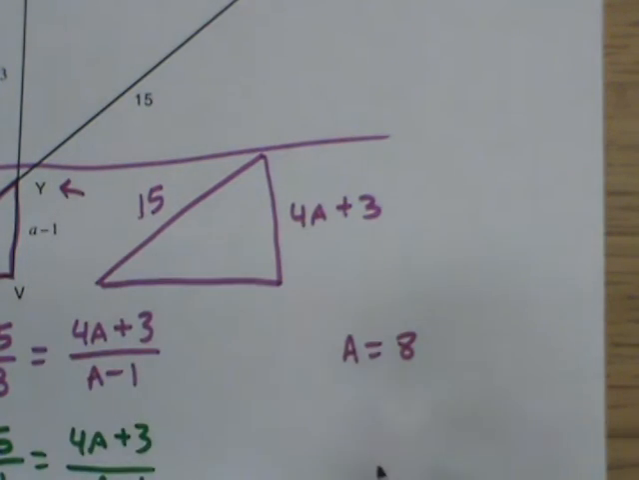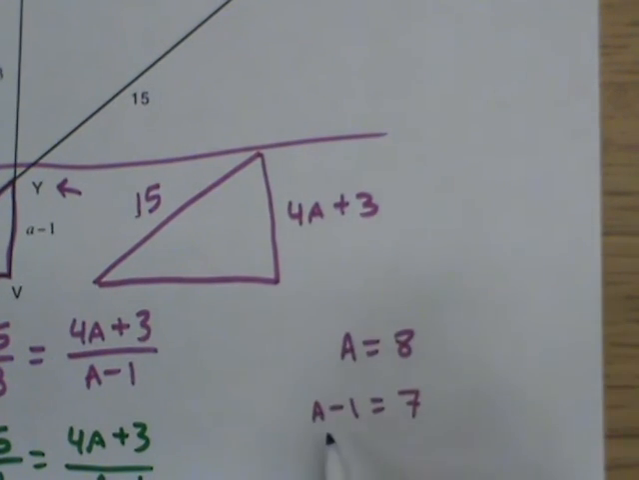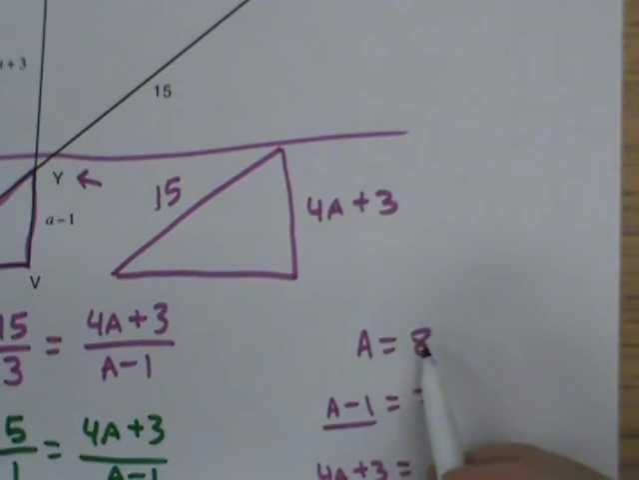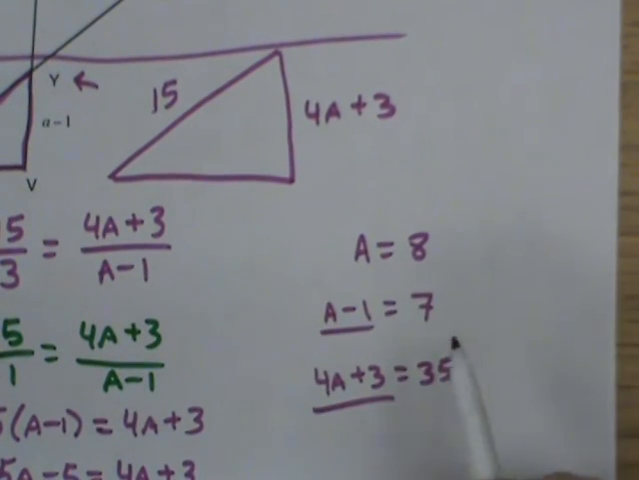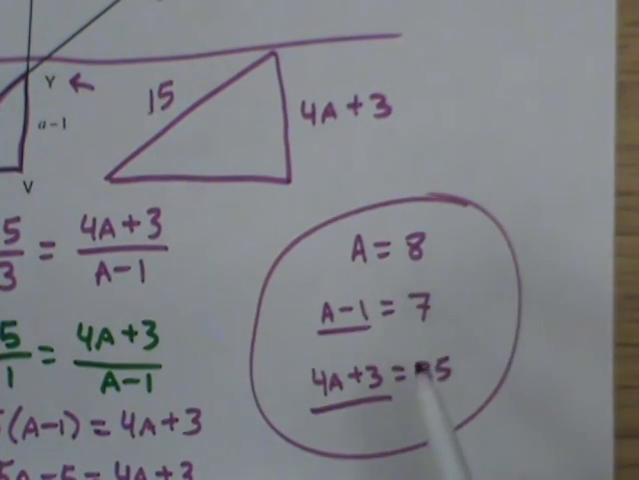And then when I look for this side, when I say a minus 1, we can do that in our head. 8 minus 1 is 7. For this side, 4a plus 3, I simply take the 8 times 4, which is 32. 32 plus 3 is 35. And there's your final answers. That's what you expect when you do most of your homework. You should get these nice answers.